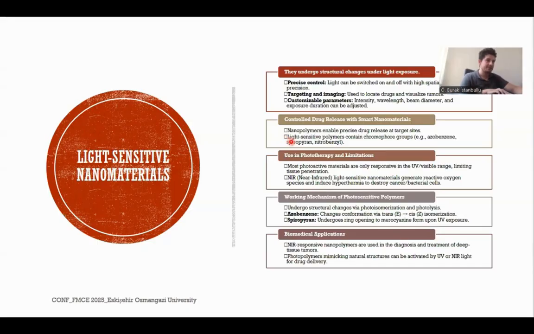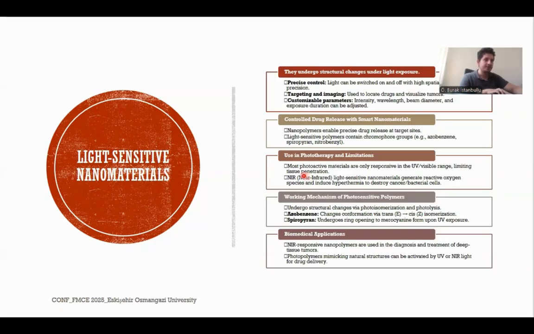Light-sensitive polymers contain chromophores like azobenzene or spiropyran that trigger drug release. Most of them respond to UV or visible light, which limits deep tissue use. Near-infrared materials overcome this by enabling deeper penetration and generating heat or reactive oxygen species to kill cancer cells.